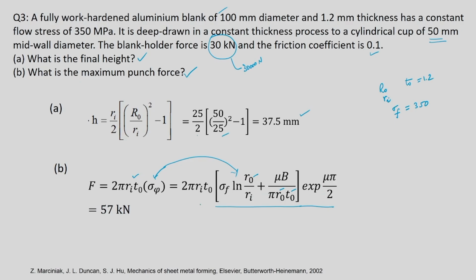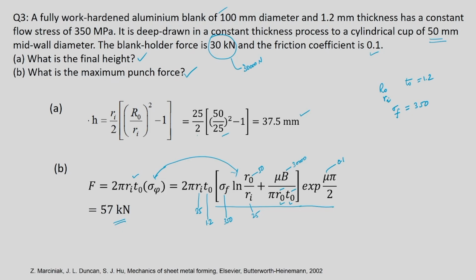Okay. So, now here what is Ri? Ri is 25 mm, T naught is your 1.2 mm, sigma f is 350. What is R naught? R naught is your same 50. Ri is again 25, I think you can write. So, B is 30,000 Newton, R naught is again given, T naught is again given 1.2, exponential mu is 0.1 into pi by 2. So, if you substitute all these values, you will get this value, you can check it, it is 57 kilonewton. This much of maximum punch force is required to draw a cup of this particular material.